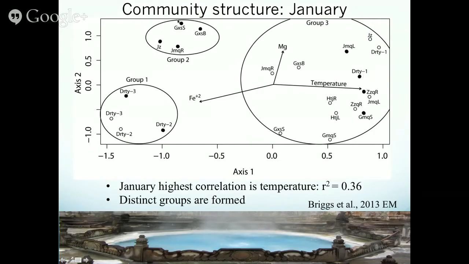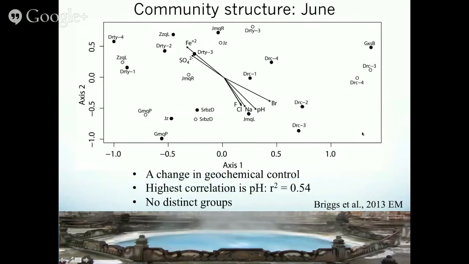And then this group too was mainly from that second site, Rudean, which was carbonate hosted and had more magnesium in those particular sites. But we did see that temperature had the highest correlation to this community structure with an R squared of about 0.36. Now if we contrast this to what we found in June, we're not finding these very nice distinct groups.